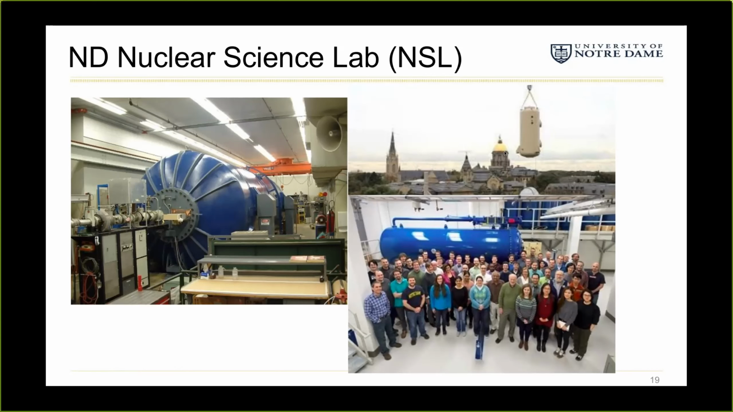This image is the 5U, the 5 megavolt accelerator being lifted by a crane down into the tower where it currently sits today. This accelerator goes up to 5 megavolts and runs with much higher intensity beams than the FN can usually achieve, and has been largely used for lower energy, lower cross-section, or lower yield nuclear astrophysics measurements.